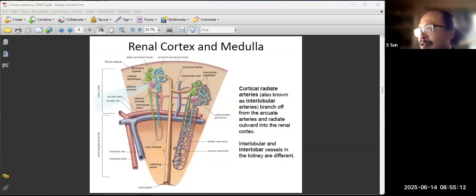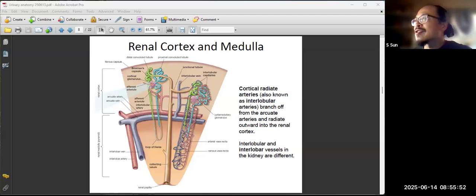Here we also have some detail of the blood. So let's take a look at this portion. You can see that here is an interlobar artery, arcuate artery, cortical radiate artery, and then here is the interface. It will go into the afferent arteriole, glomerulus, efferent arteriole, and then the efferent arteriole goes right here.